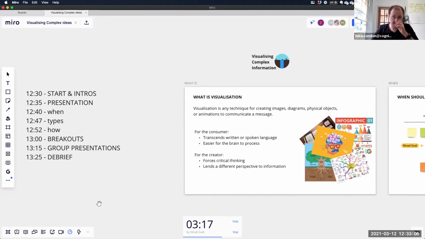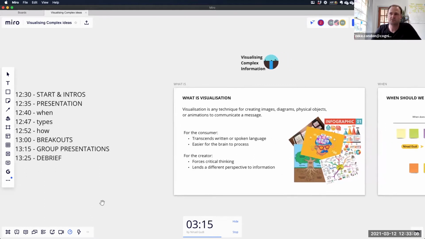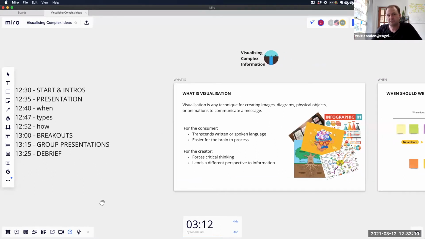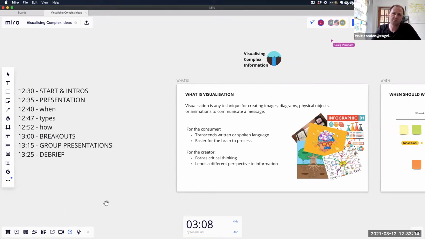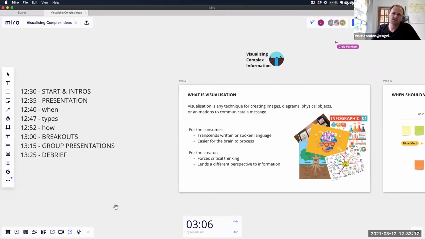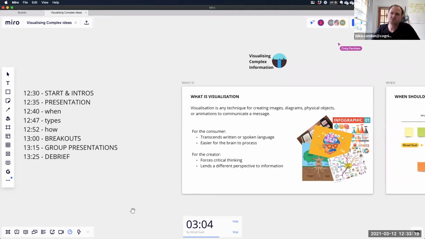Then we'll go into some breakouts and have a little bit of an activity to talk through some different ideas with what you've learnt and the principles we've learnt and how to apply them. Then I'm going to get you guys to come back and present back to the rest of the crew.